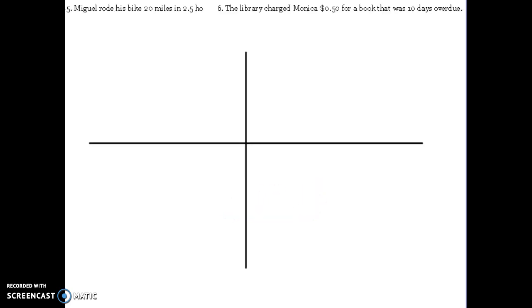All right, number 6 says the library charged Monica 50 cents for a book that was 10 days overdue. So our variables are each day that it's overdue and the money they charge every day that it's overdue. So money and days.